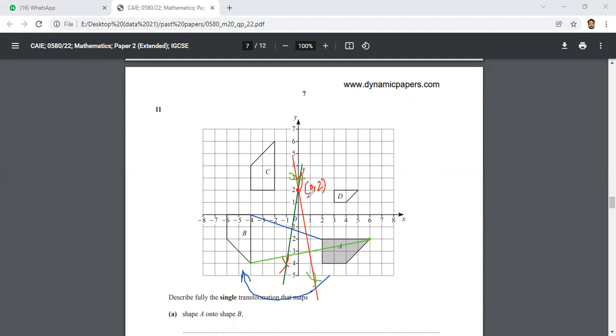So once you find your center of rotation, then it is easy to find 90 degree, 180 degree, clockwise or anti-clockwise. You can use tracing paper, keep your tracing paper and draw the shape A exactly, draw one line. For example, we found out the center of rotation is 0, 2. So now I'm going to clear my drawing. We know that this is the point of the center of rotation.